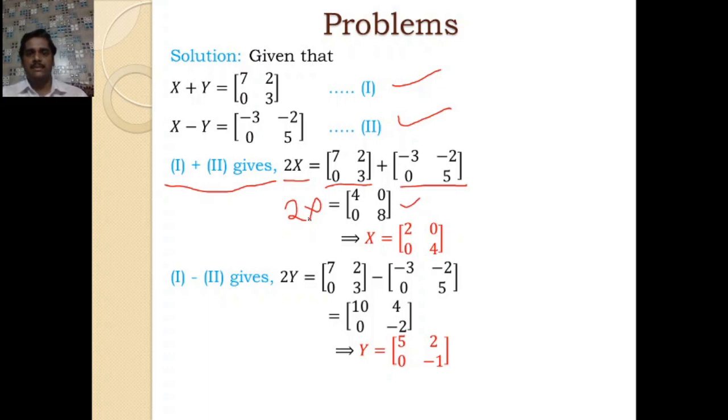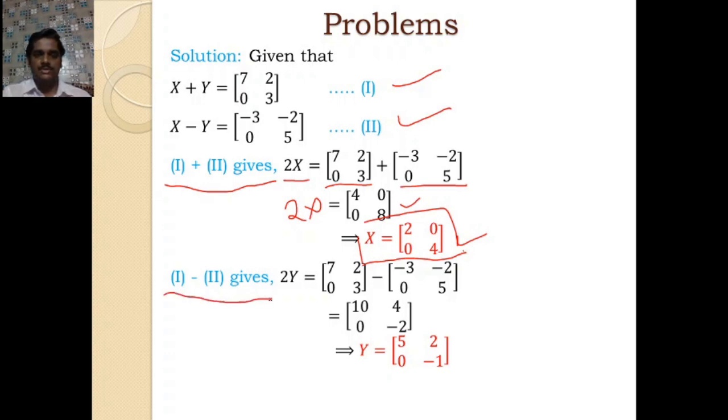So if you multiply by 1 by 2, this matrix will be multiplied by 1 by 2, nothing but each element will be multiplied by 1 by 2, and that will give you the answer, nothing but the value of x. Then one way to get y is subtract. Subtract 1 minus 2.